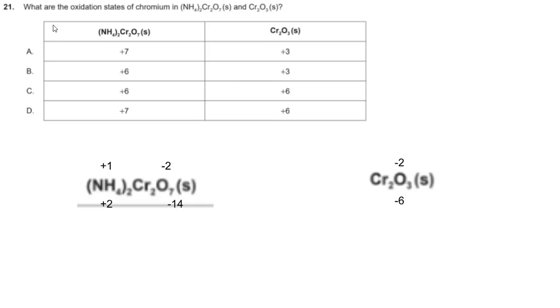This one should have been easy. What are the oxidation states of chromium in these two compounds? NH4 is +1, oxygen's -2, and so this should have been +6. So either B or C. Here, oxygen is -2, so it's -6, so these should have been +3, so the answer would have been B.